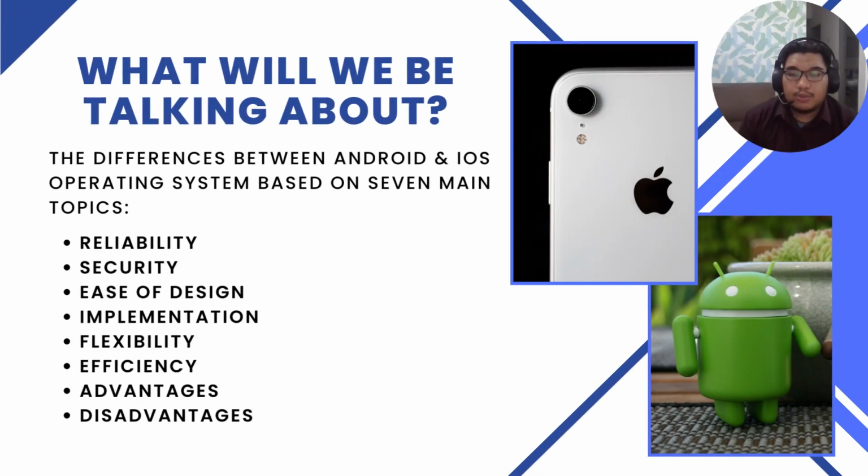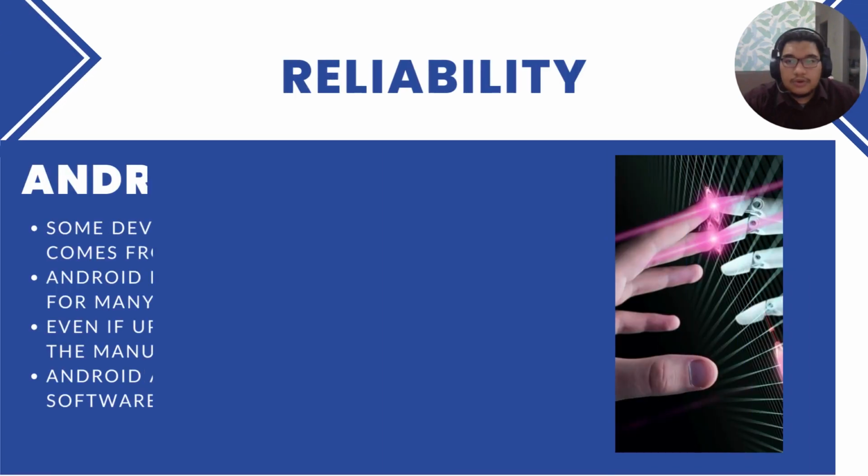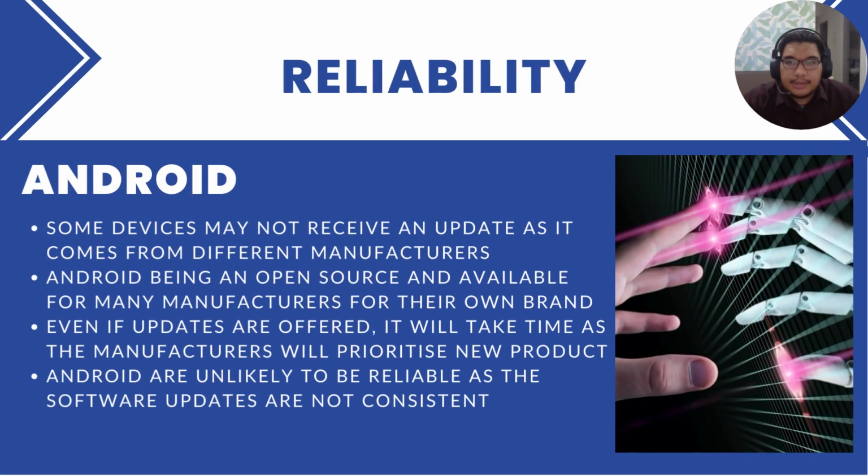In this presentation, we will talk about the differences between the Android and iOS operating systems based on seven main topics, which are reliability, security, ease of design, implementation, flexibility, efficiency, advantages, and also disadvantages. So the first topic would be the reliability.